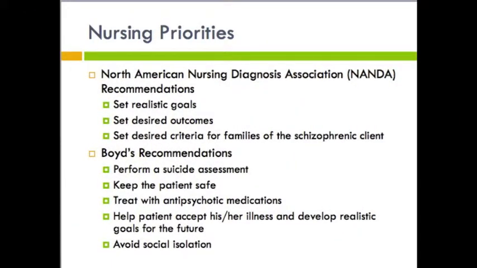So now let's go over the nursing priorities. According to the North American Nursing Diagnosis Association, the nurse who is caring for a schizophrenic patient should set realistic goals, set desired outcomes, and set desired criteria for families of the schizophrenic client. According to Boyd, a suicide assessment should be performed, the patient should be kept safe, patients should be treated with antipsychotic medications, and during the chronic phase, patients need help accepting their illness and developing realistic expectations for the future. In addition, they should avoid social isolation.